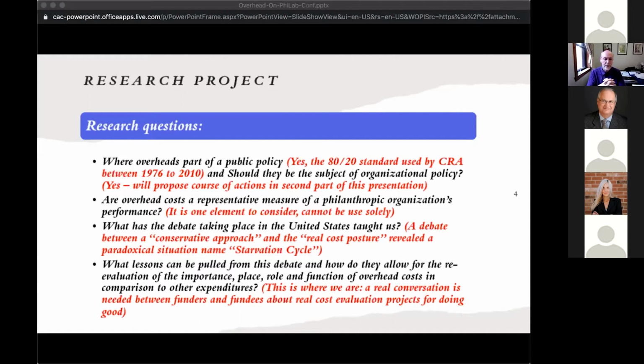They have to cut on their programmatic. And because of that, they are in a situation of what we call the starvation cycle, and I will illustrate what it means in a few minutes. Then the last question is, what lesson can be pulled from this debate, and how do they allow for re-evaluation of the importance, place, role, and function of overhead costs in comparison to other expenditure? And my last slide will try to answer that question.